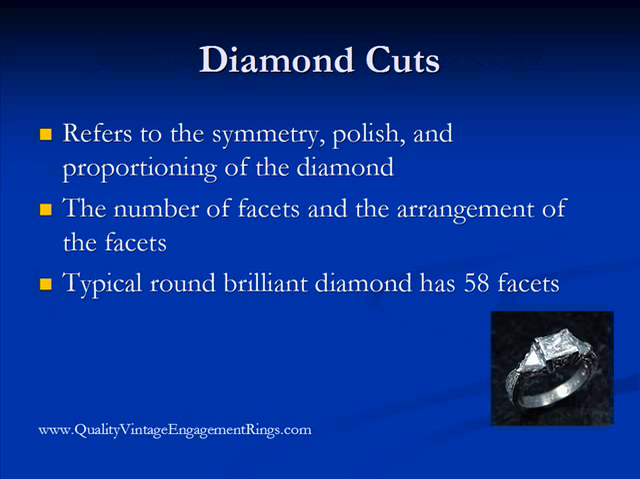Diamond cut refers to the symmetry of the stone and also the polish and the proportioning of the diamond. The number of facets and the arrangement of the facets is also taken into consideration, but that does change a bit depending on what the shape of the diamond is and the size and other things. For example, a typical round brilliant diamond has about 58 facets, but if you go with other shapes of diamonds, they may have a different number of facets.